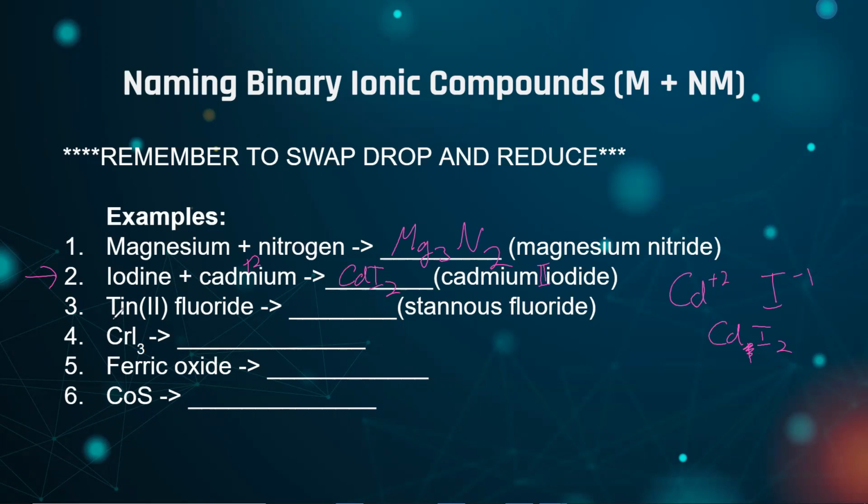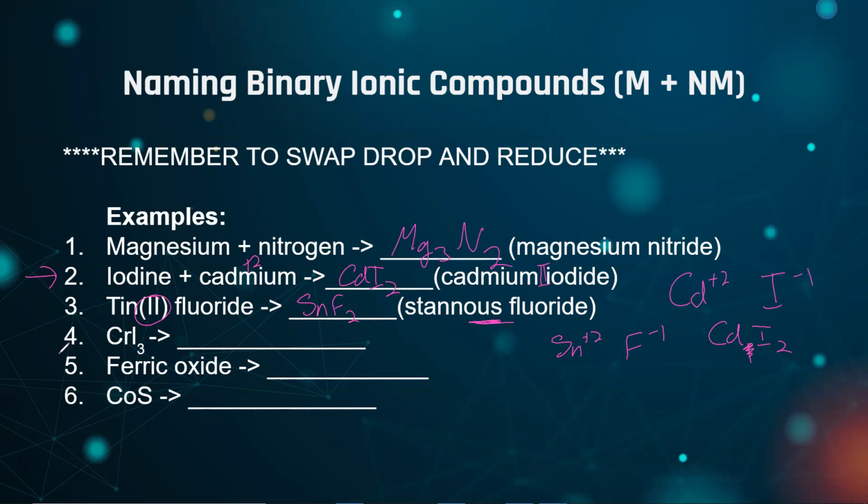This here, number 3, says tin 2, or stannous fluoride. So stannous, remember, that is going to indicate that we have a compound containing tin, and that OUS ending means that it's the charge of a lesser magnitude for tin, indicating a +2. So we take our symbol for tin, which is Sn, and we give it that +2 charge. We take fluorine, which is a -1 because of its group. We swap, we drop, and we end up with SnF2.